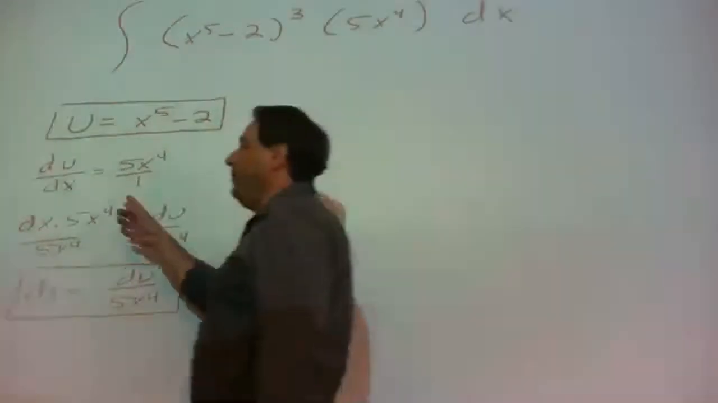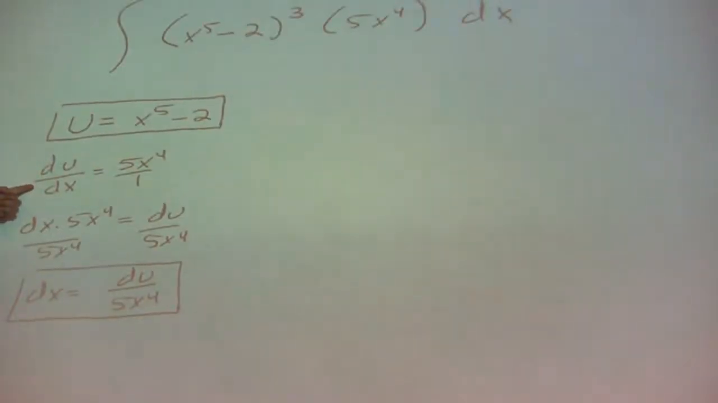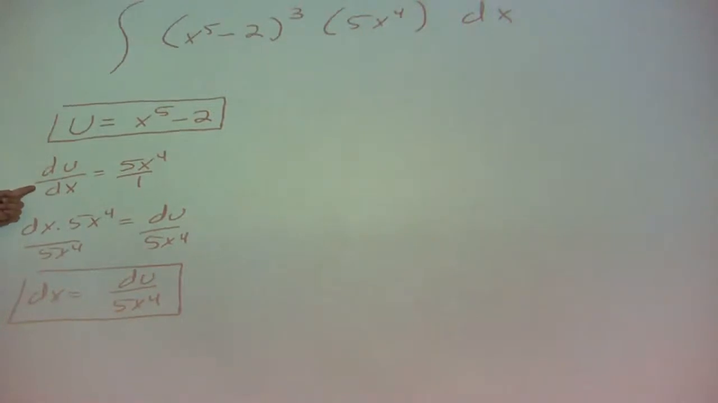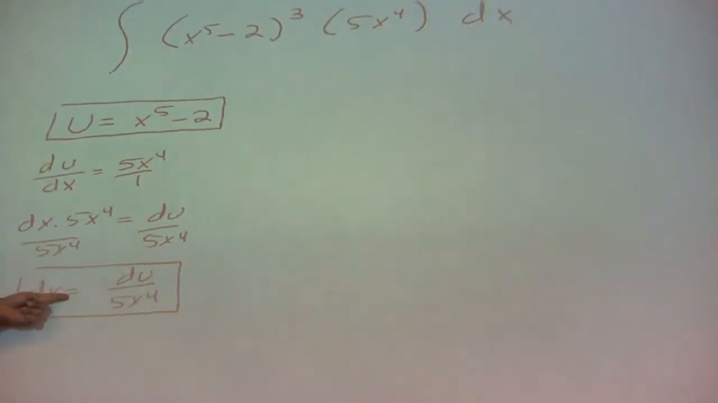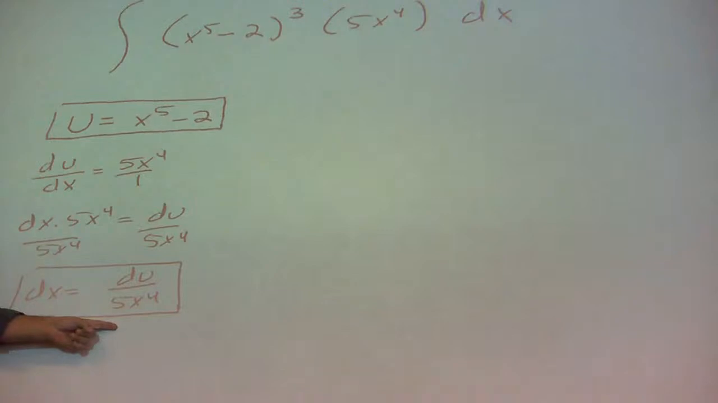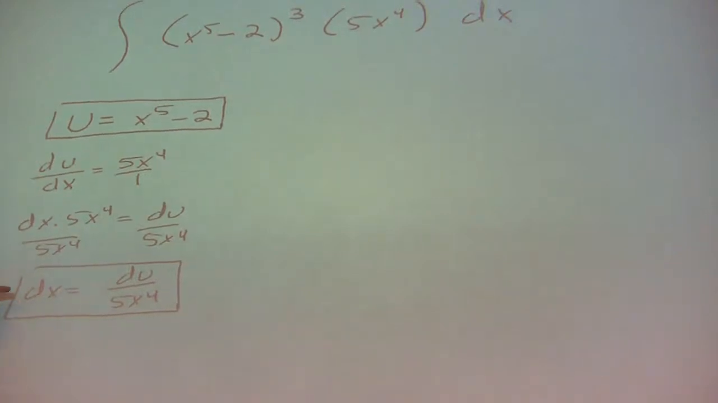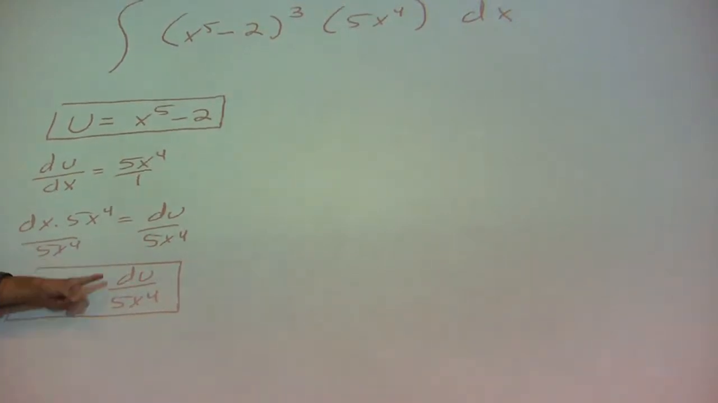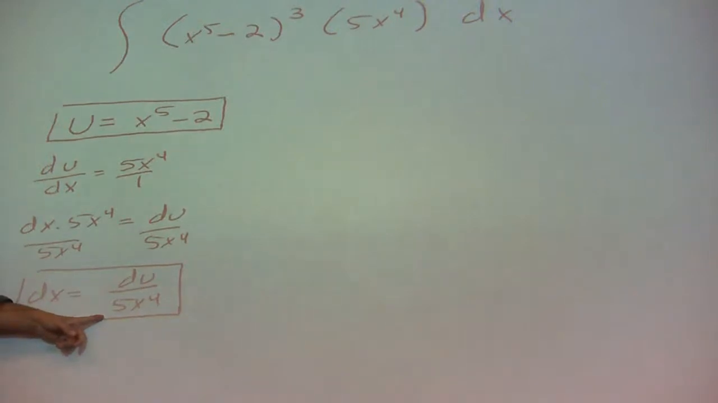This is what we get when we get the derivatives. And when I solve for dx, it will always be dx equals du over the derivative. Are we okay? Always. It always ends up like that.